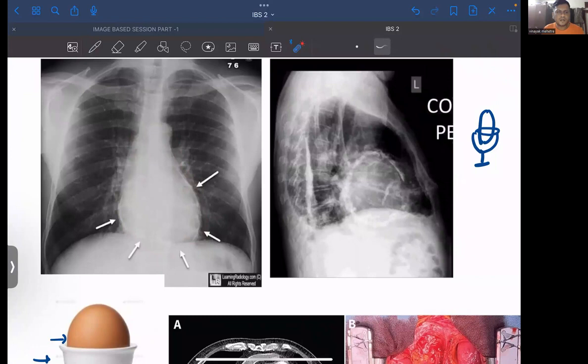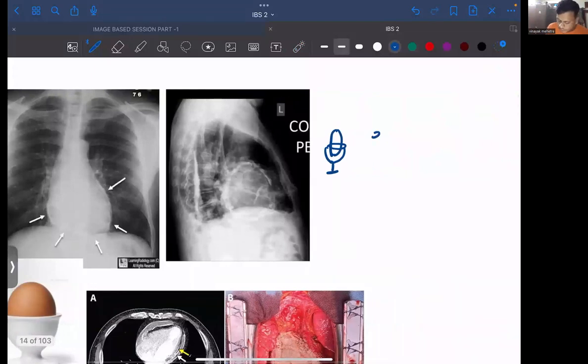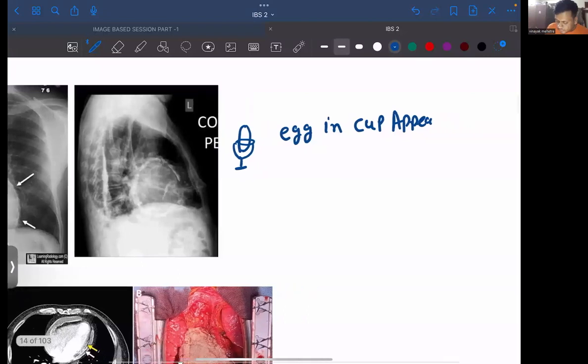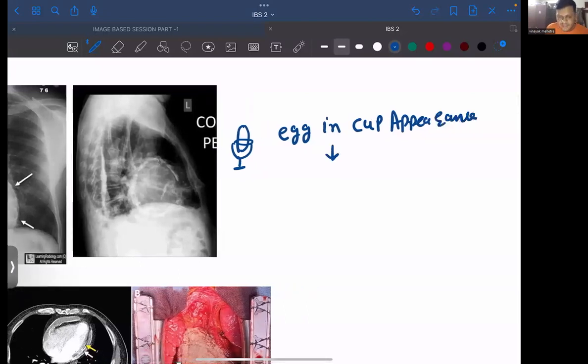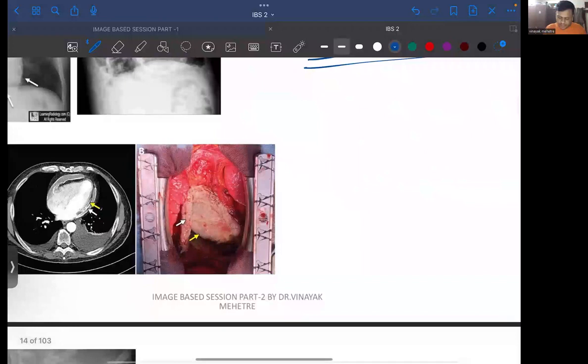Egg in cup appearance is seen in which disease? Calcification has happened here. It is seen in constrictive pericarditis. Treatment? Anyone who can tell? Let's check your knowledge. Just reading the image is not enough. Treatment? The heart will look like this.